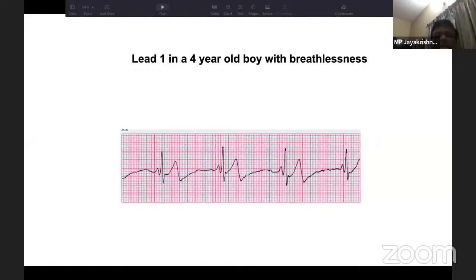So this one, lead 1 in a 4-year-old boy with respiratory distress. What is this? P wave preceding each QRS complex and the rate is very low. So this is sinus bradycardia.